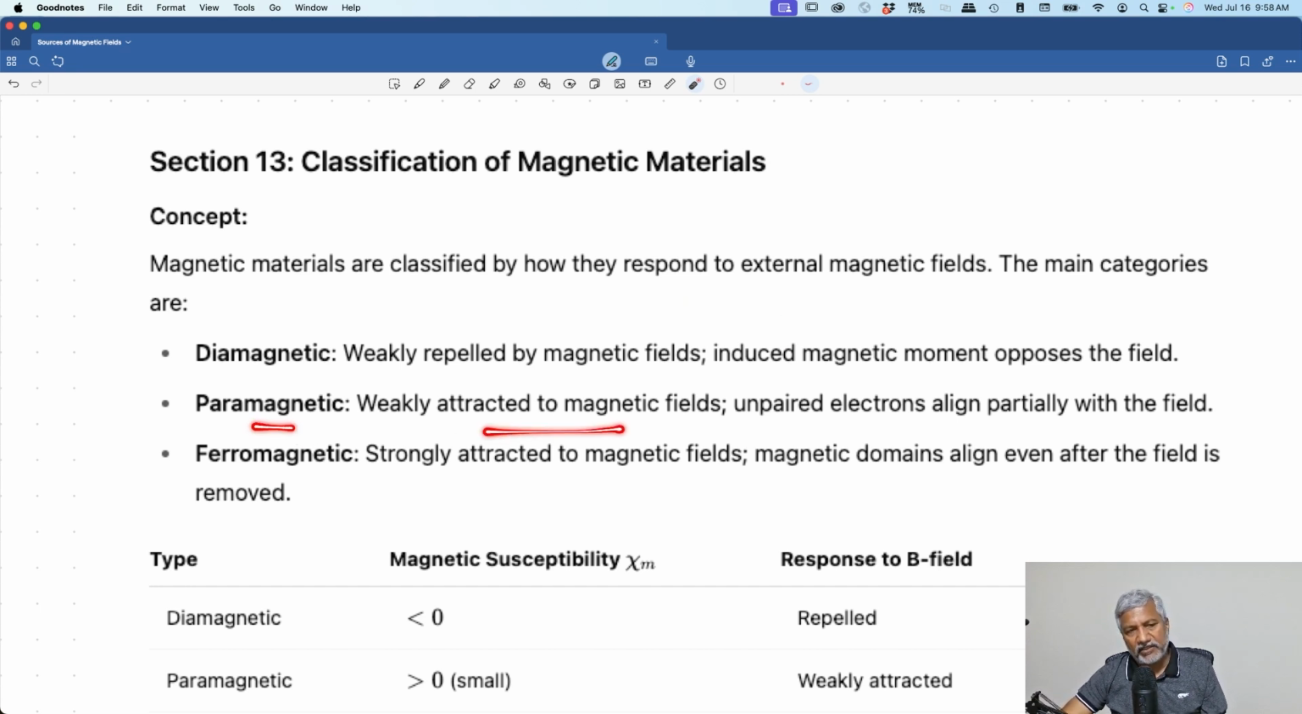Paramagnetic, they are weakly attracted to magnetic fields. Ferromagnetic, ferro comes from iron, and so that means it's strongly attracted. And here the magnetic domains align even after the field is removed. So that means you take a ferromagnetic material, keep it in a magnetic field, it becomes a magnet, right? Even after you remove that external magnetic field, this material still holds its magnetism. That's why we have permanent magnets. And permanent magnets used to be made of iron, but now we have better materials.